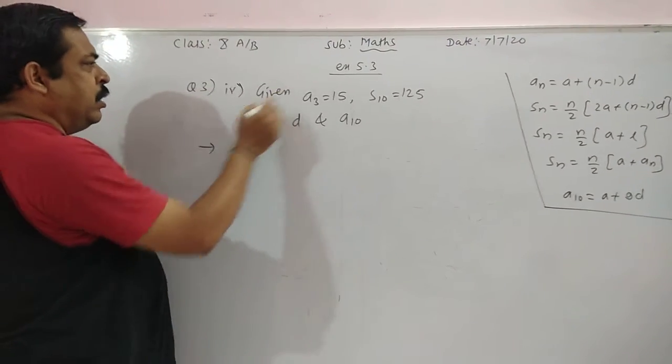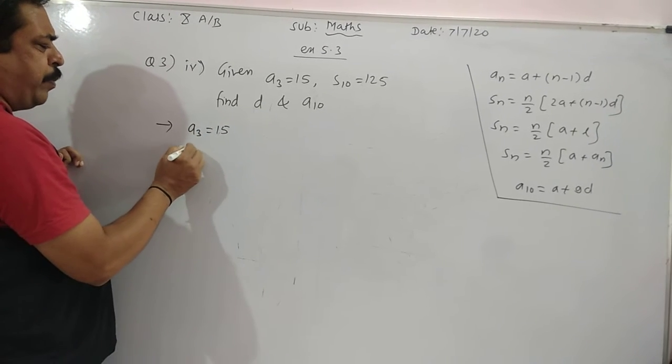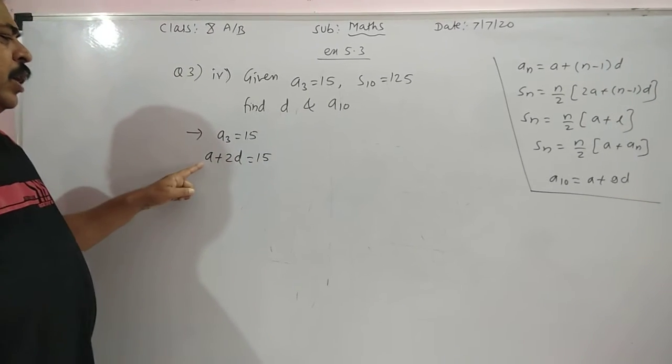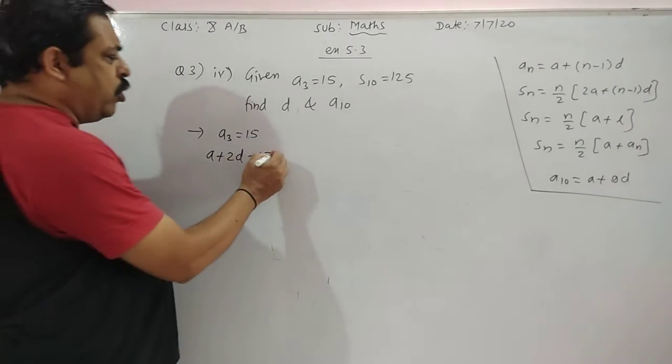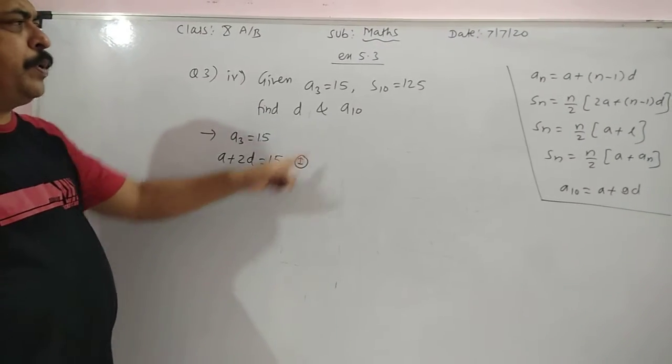First we use that A3 is equal to 15. A3 means a plus 2d is equal to 15. We don't know the value of a and d. Therefore denote it as equation number 1. a plus 2d is equal to 15.